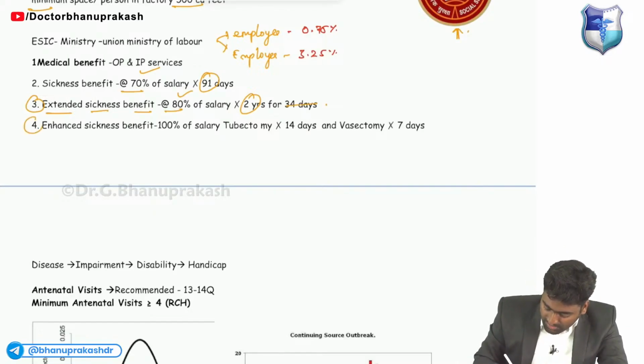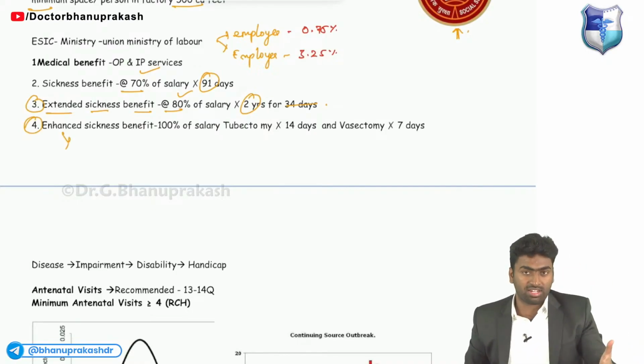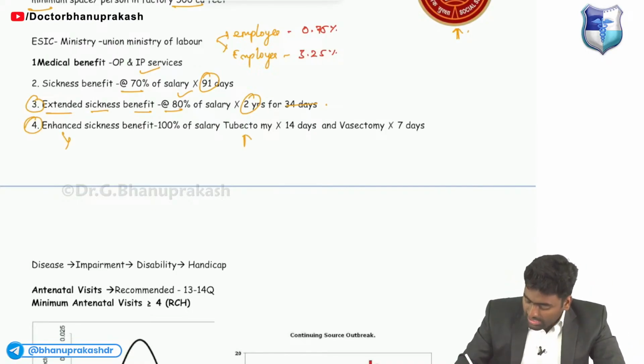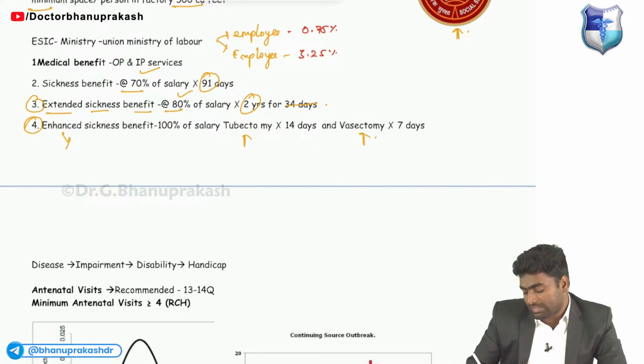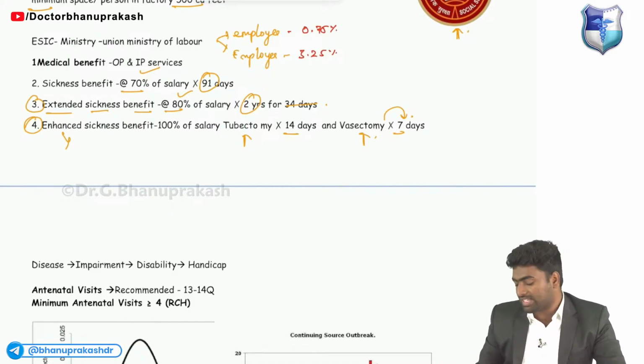Fine, remember. Next is enhanced sickness benefit; enhanced means you are operating and doing some surgery, for example tubectomy and vasectomy. For tubectomy, it is for 14 days, and for vasectomy, it is for 7 days.